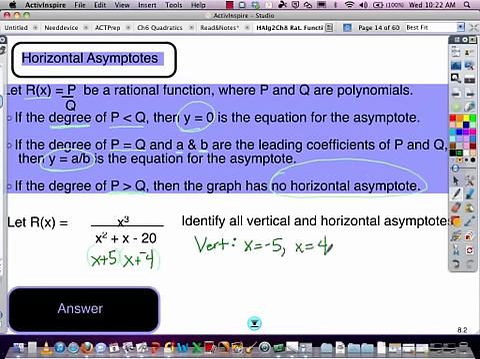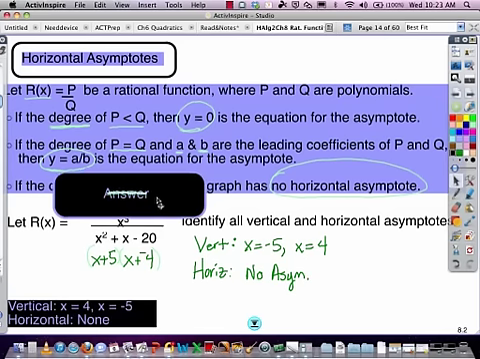Okay? Now the horizontal, from this page, we say we need to look at the degree. Looks like the degree of the top term is a 3. The degree of the bottom term is a 2. That means the top is bigger than the bottom, which means we have no asymptotes, no horizontal. I've got it written that way, so no horizontal asymptotes. Okay? And you can, if you're doing this separately, check your work.